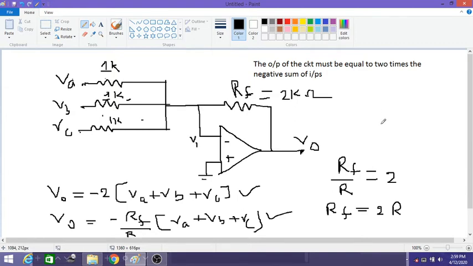This is a very simple example. So let us see one more example here. Design an adder circuit using an Opamp to get the output. Okay, so there is one more circuit here. Let me clear everything.